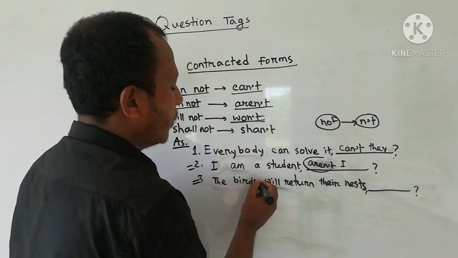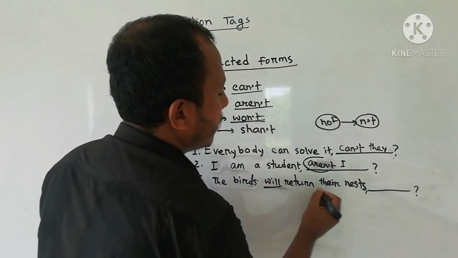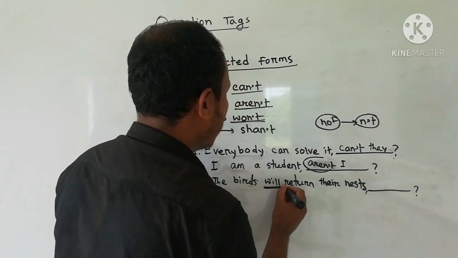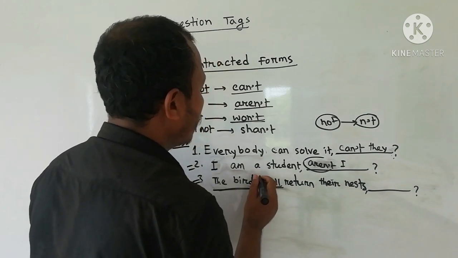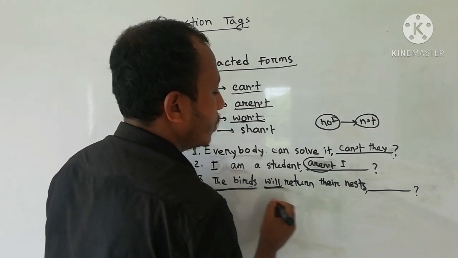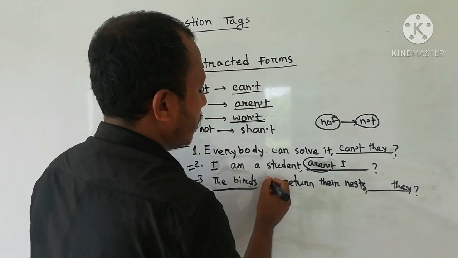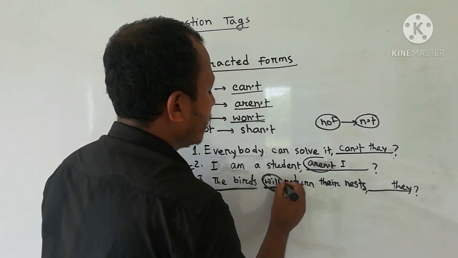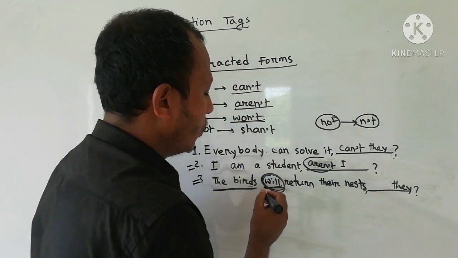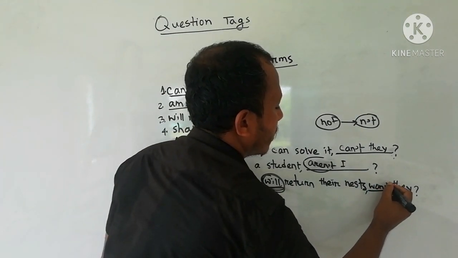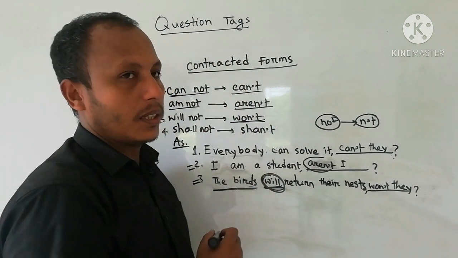Number 3, the birds will return to their nests. Here will is the auxiliary and the subject is the birds. The birds is plural, so we have to use they for plural nouns. This sentence is positive, so the question tag will be negative. Here you have to use won't. Will not changes into won't in a question tag.